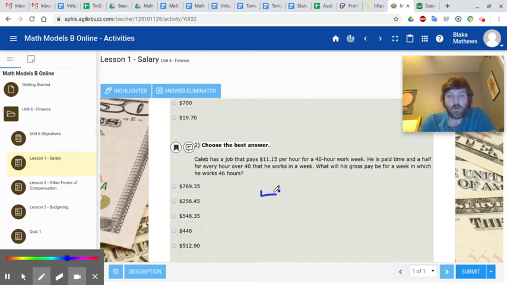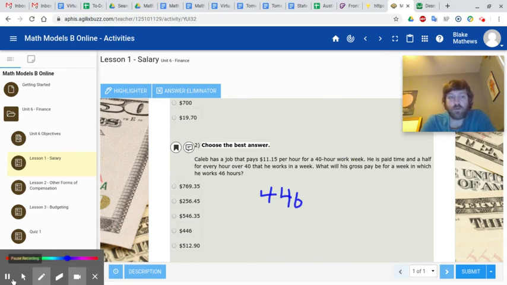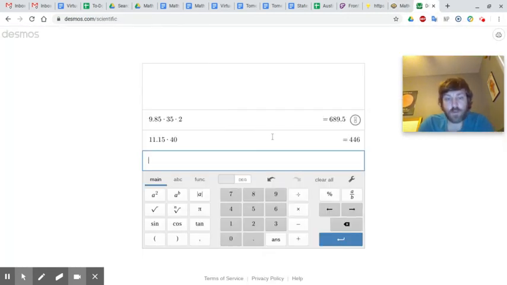446. Sorry about my messy writing. I'm doing this with my keypad, my mouse pad. All right, 446, right? So that's the start, the first 40 hours. So then we're going to go, okay, well, what about those next 6 hours? So those next 6 hours, I'm still going to do 11.15. But then I'm going to multiply times 1.5 to account for the overtime pay.